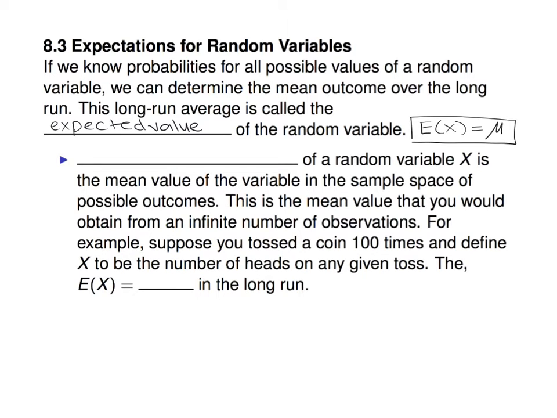So the expected value of a random variable x is the mean value of the variable in the sample space of possible outcomes. This is the mean value that you would obtain from an infinite number of observations. For example, suppose you tossed a coin 100 times and you define the random variable x to be the number of heads on any given toss. Then the expected value of x, as in how many heads are you going to get out of those 100 tosses, is going to be 50 in the long run.